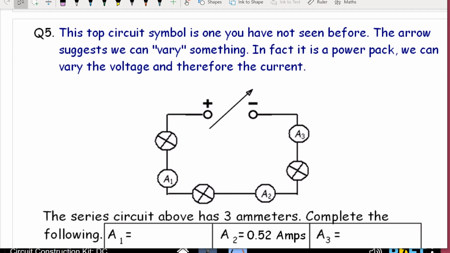Question 5, this top circuit symbol is the one that you might not have seen before, this one here. The arrow suggests that we can vary something. In fact, it is a power pack. We can vary the voltage and therefore the current. In actual fact, that symbol is a variable DC, direct current, power supply. We can increase and decrease the voltage, and therefore we can increase and decrease the current.